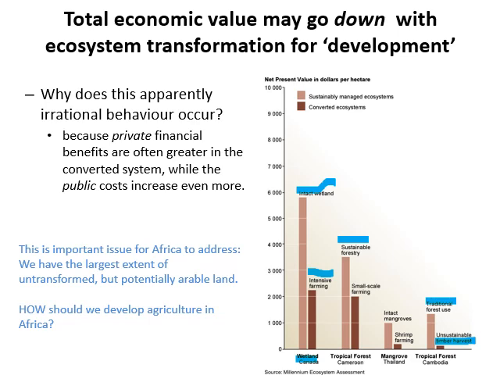So you're probably looking at this slide and thinking, well, in most countries, if you have a wetland, chances are a farmer will come and plow it up to farm. And if you look at the graph, that's totally irrational because you're reducing the value of that wetland. But why does this happen all the time? Because private financial benefits are often greater in the converted system, while the public costs increase even more.